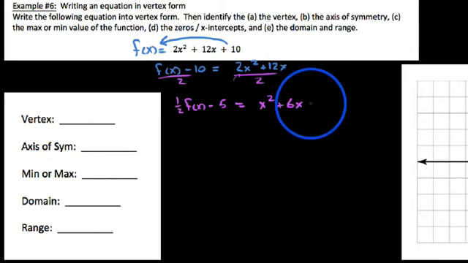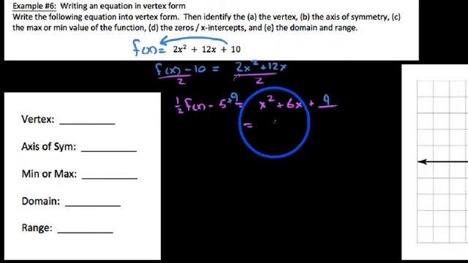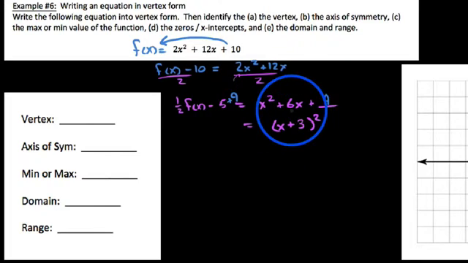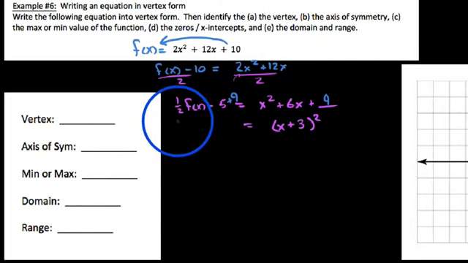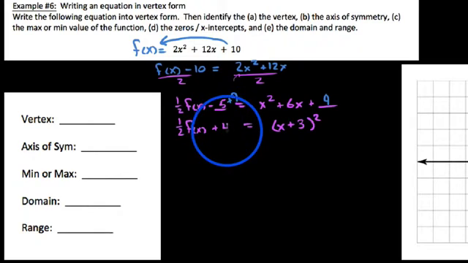Now we're going to add half the middle term squared, which in this case, half of our middle term is 3, and 3 times 3 is 9. So I'm going to add 9 to both sides of this equation. The right side folds up into this square binomial, since it's now a perfect square trinomial, where positive 3 is half of our middle term that goes in this binomial. And here we have half of our y value equal to negative 5 plus a positive 9, which adds up to a positive 4.